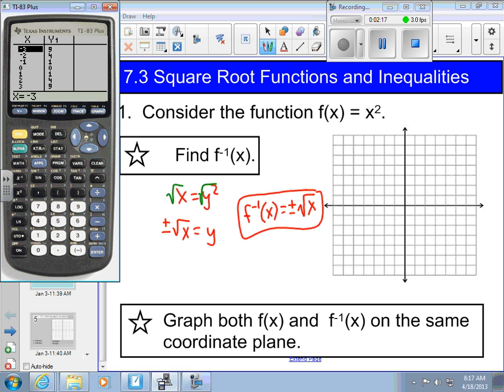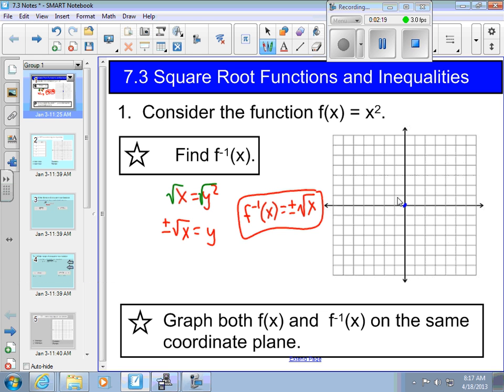So looking at those points, we'd have 0, 0. If you put 1 in, 1 squared is 1. If you put 2 squared in, it's 4. If you put negative 1 times negative 1 is positive 1. Negative 2 times negative 2 is positive 4. So the graph of f of x looks like that. Now let's graph the inverse.